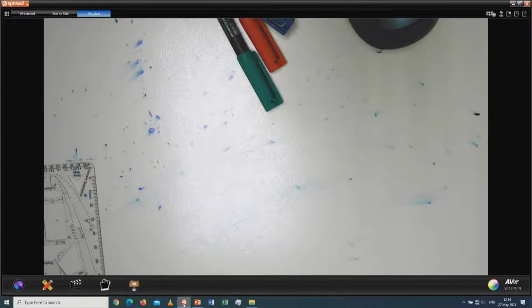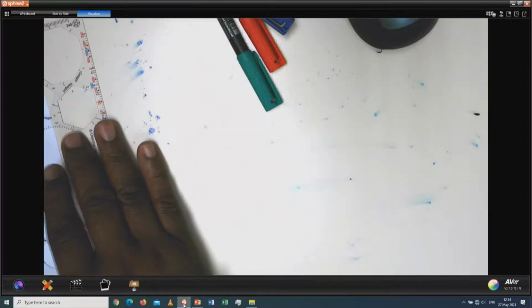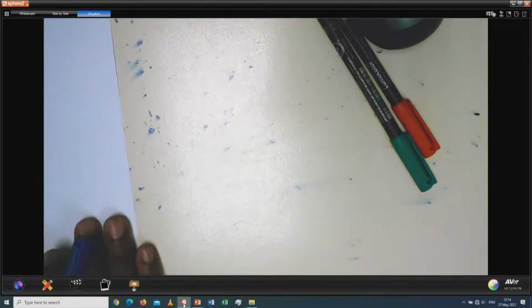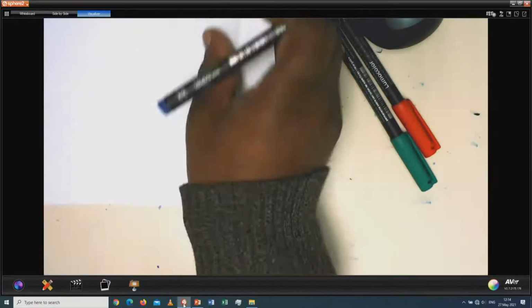This line, how do these lines relate? You see the corner of the page. Am I right if I do this? Am I also right if I do this? Yes, because where those two lines meet, it's 90 degrees. That's what it means.